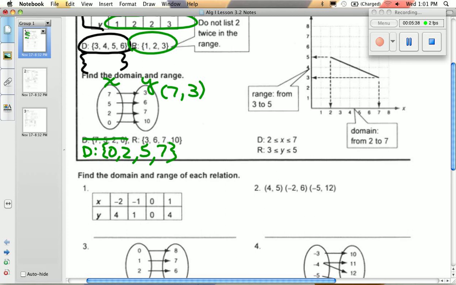Okay, anybody have questions about finding them when they're in a table or a mapping diagram? Those are actually the easier ones to find. But do you have any questions about it? I don't want to say easy and then you're like, I can't ask a question.